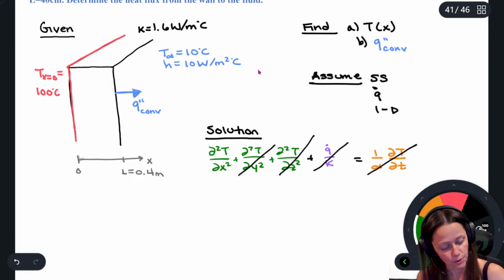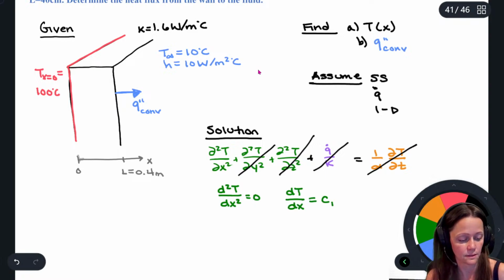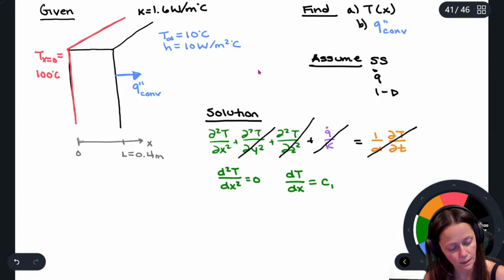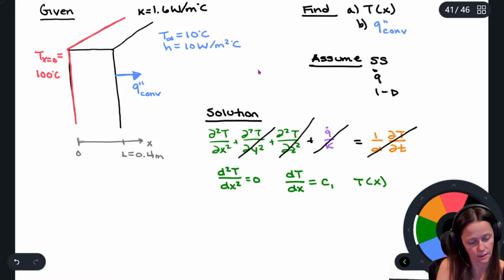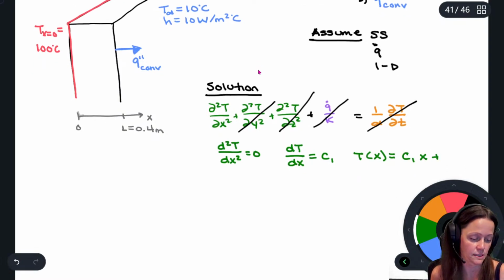And the fact that it says it's a plane wall is indicative of one-dimensional heat transfer. All right, so same thing. Set this equal to 0 and integrate it. You're going to get dT/dx is equal to C1. Integrate it again, and you're going to get T as a function of x is equal to C1 x plus C2.